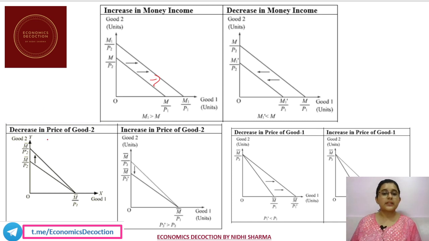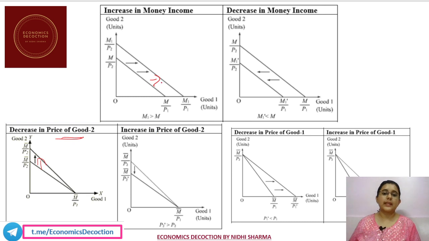So what happens if there is a decrease in price of good 2? If there is a decrease in price of good 2, and mind it, we are measuring good 2 on the y axis or on the vertical axis. So when there is a decrease in price of good 2, the budget line swivels upward, okay, towards the y axis or towards the good 2 axis. As you can see in the figure, the budget line has swiveled in the upward direction.